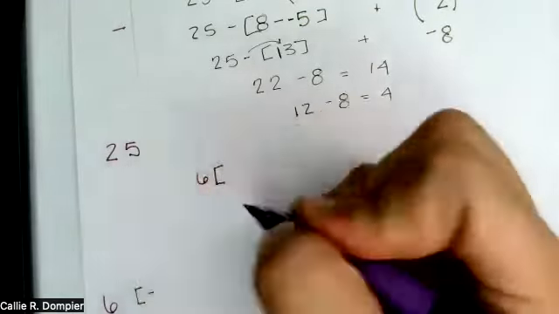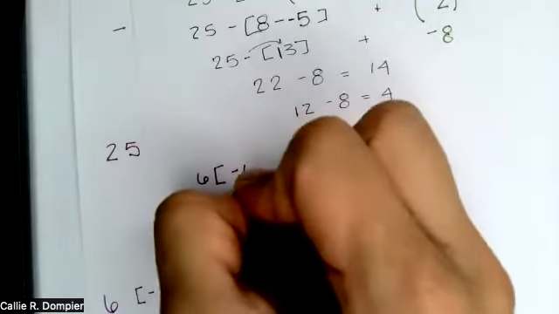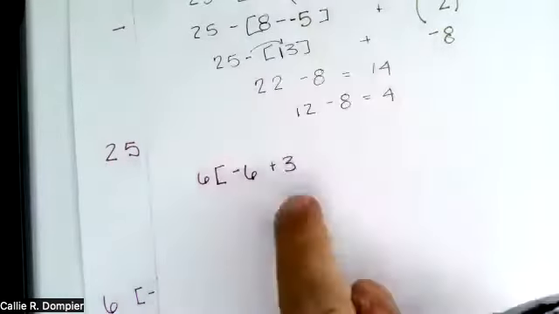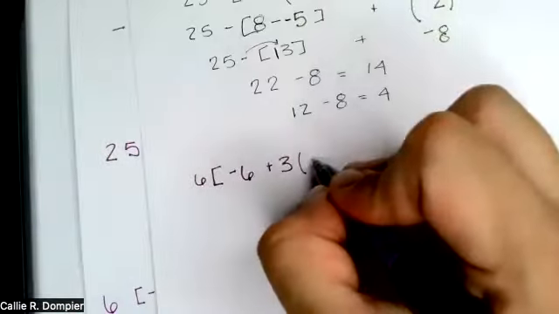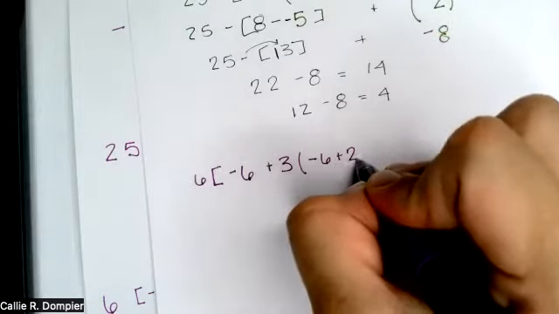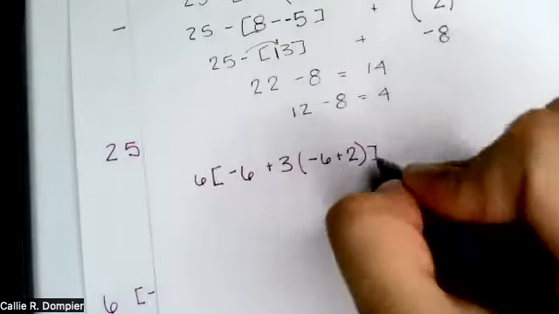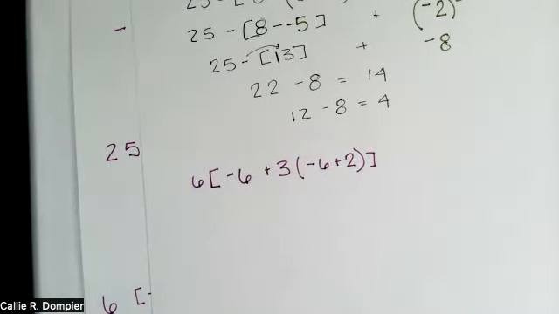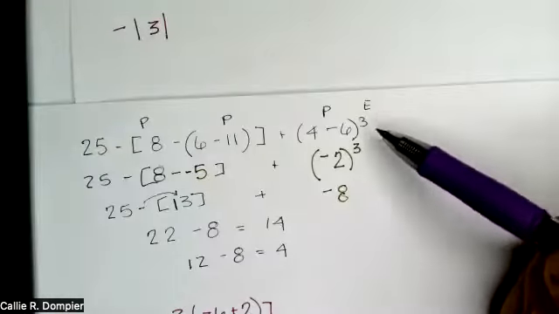6 is being multiplied by the quantity -6 plus 3. This is where it got people. Times the quantity -6 plus 2. I think that was the end. Good. And also you can interrupt me with questions like how this happened, anything like that.